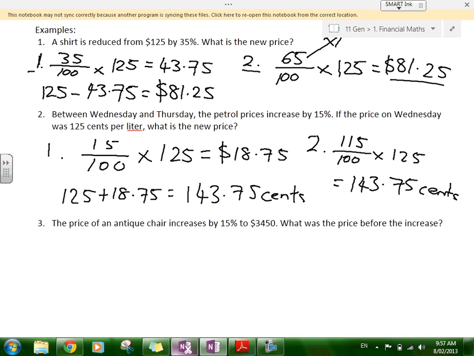The final example I'm going to do is the sort of getting your head around a little bit. It can be difficult for some. You've seen it before a few times, but we'll just go over it again. So the price of an antique chair increases by 15% to $3,450. What was the price before the increase?